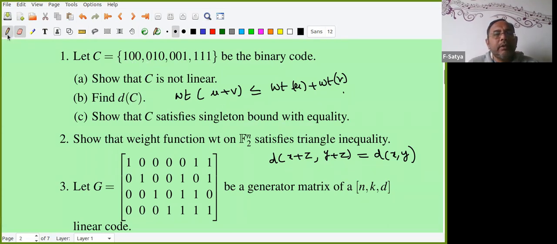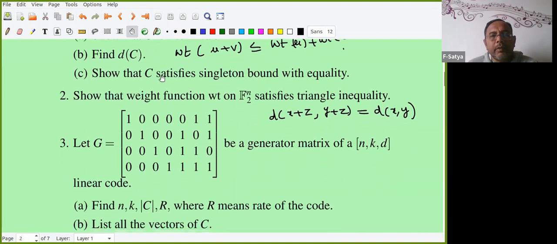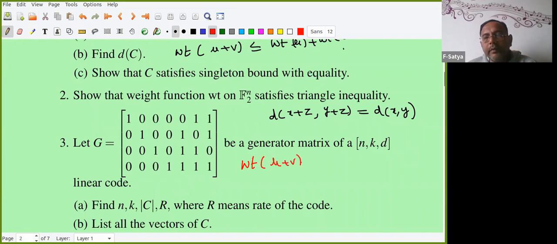So how do you prove that? I'm writing here. See, weight of u plus v is equal to, how do you write it in terms of distance? Weight of u plus v equals, can any one of you tell?